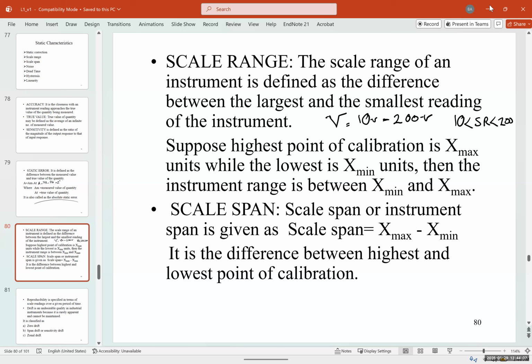And then we have the scale span. The scale span or instrument span is the difference between the upper limit, or the highest value that it could measure, minus the lowest value that that device could measure. So it's the difference between the highest and the lowest point. So for the previous example, the scale span is going to be equal to 200 minus 10. It gives us 190 volts.